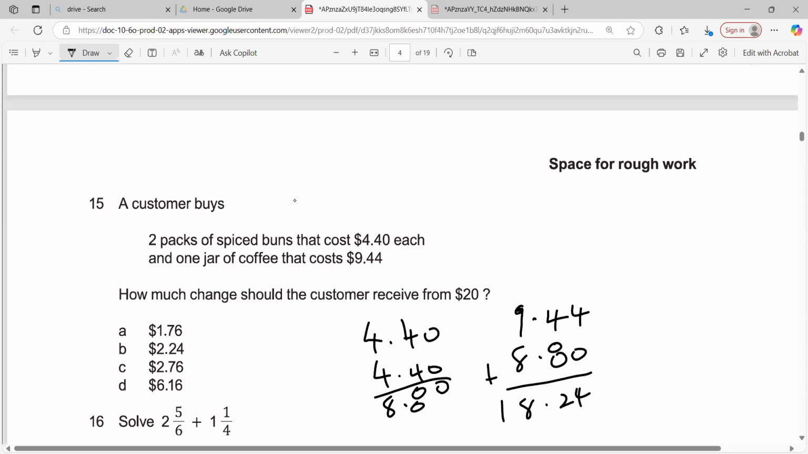Then you would subtract $20. You would subtract $20 and $18.24, which would give you $1.76. All right. Well explained. Very good.